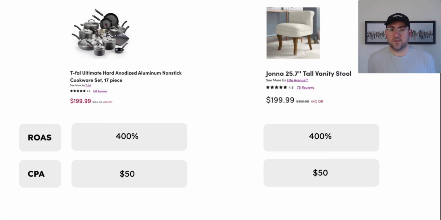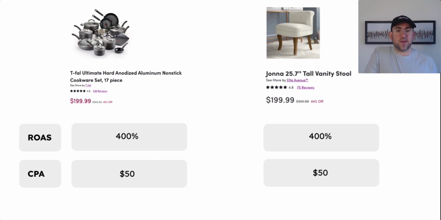Here are two products of the same price sold by an online retailer. Both of these are $199.99. Let's call them $200. In a typical Google Ads account, we are optimizing towards a blanket ROAS target. In this example, that's 400%. So when we look at the cost per order needed to drive a 400% return on ad spend on a $200 product, that comes out to $50 per order.